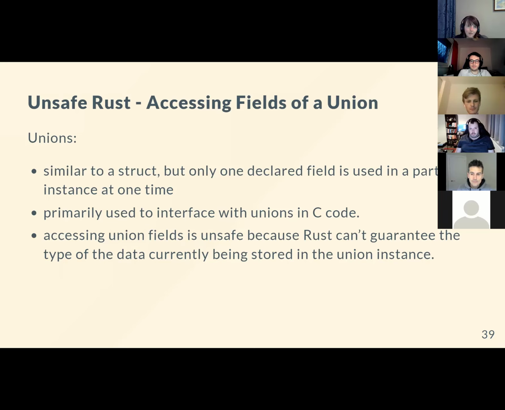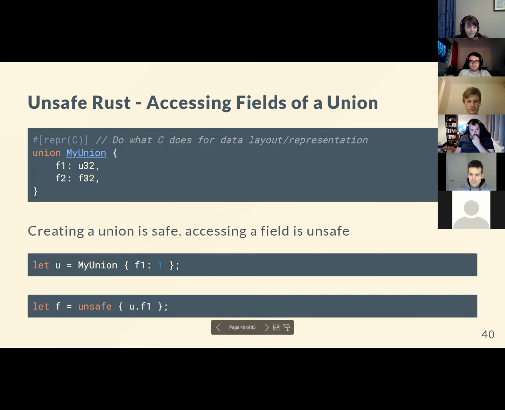This type in Rust is primarily used to interface with unions in C code. And as you can imagine, since that memory is the same memory, accessing the union fields is unsafe, because Rust can't guarantee that the type of the data that you've said to access is actually the type that has been stored in it. So the example here is we've got a union using the data layout representation that C uses, and we've got two fields, f1 and f2, which are u32 and f32.